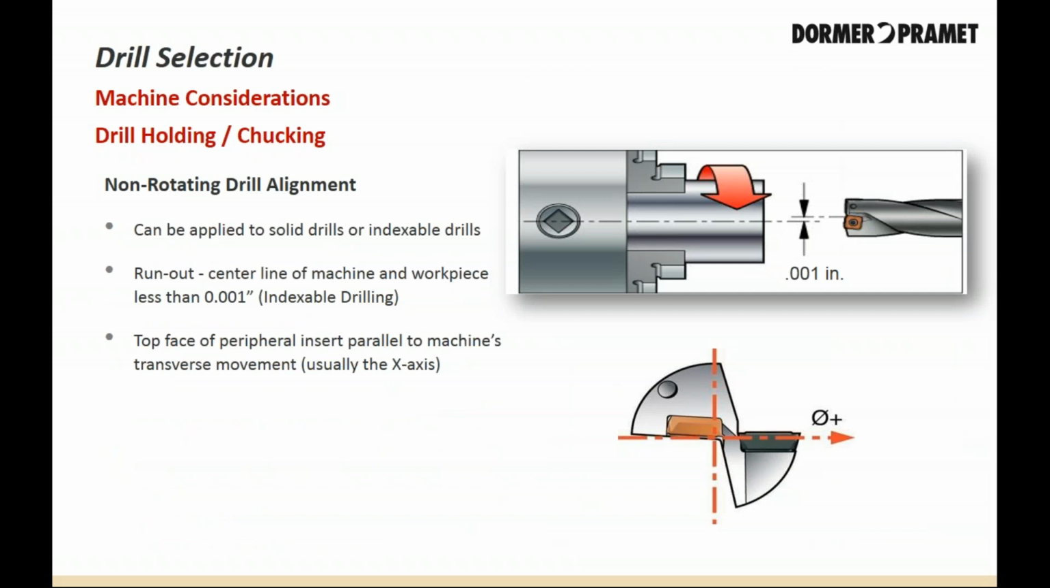In non-rotating drilling operations, the drill alignment is also critical. For indexable drilling, the total runout between the center line of the machine and the workpiece must not exceed 0.0012. For solid carbide drills, this TIR is much more critical. Anything over 0.0004 or 0.4 will drastically affect tool life and performance. Always remember, the less runout, the better. The indexable drill should be mounted so the top face of the peripheral insert is parallel to the machine's x-axis.